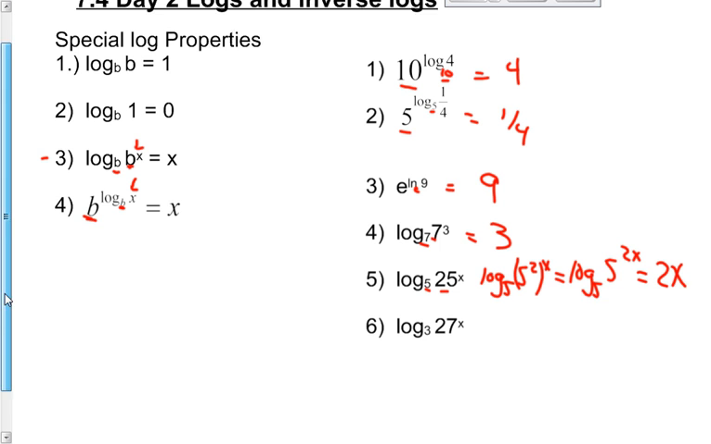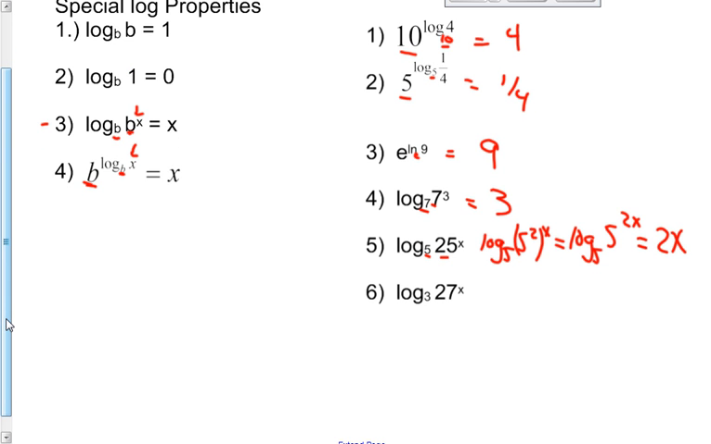And the last one here, log base 3 of 27 to the x. We can make 27 come from 3's. Log base 3 of 3 to the third, and then raised to the x. Log base 3 of 3 to the 3x. Now your base values match. Your answer is the power 3x.